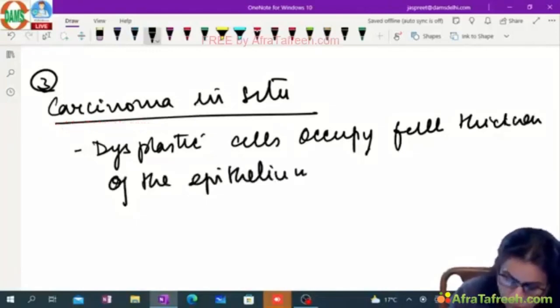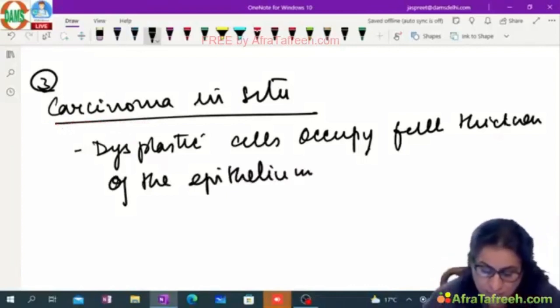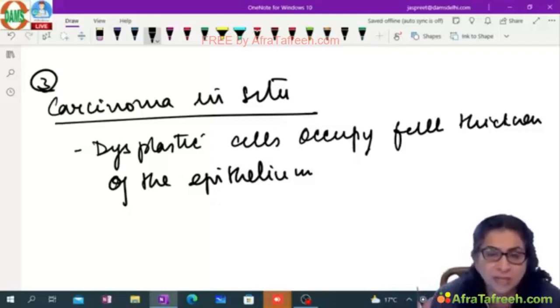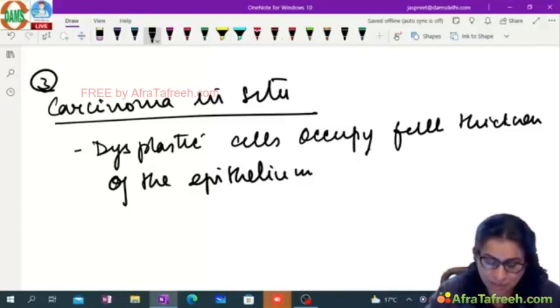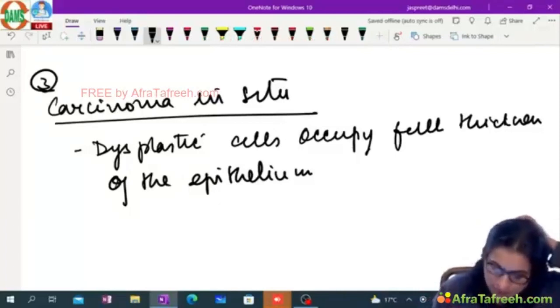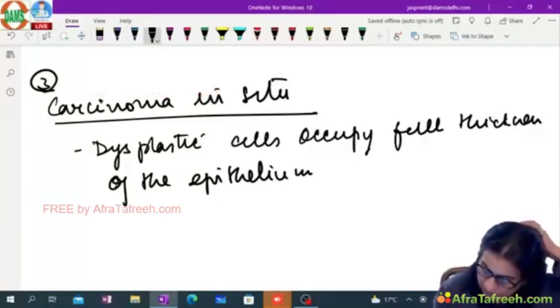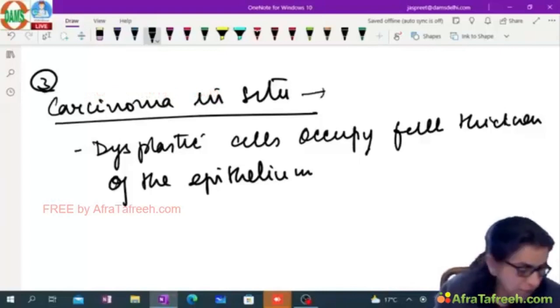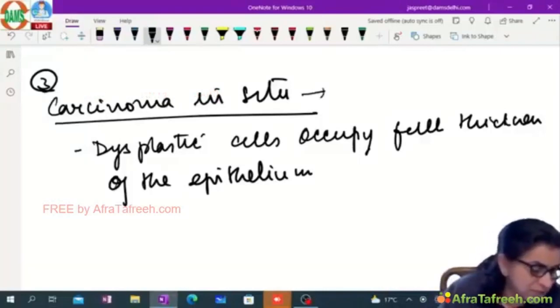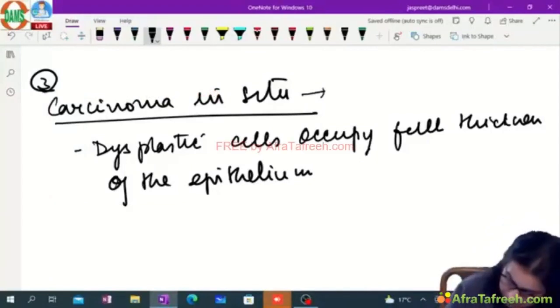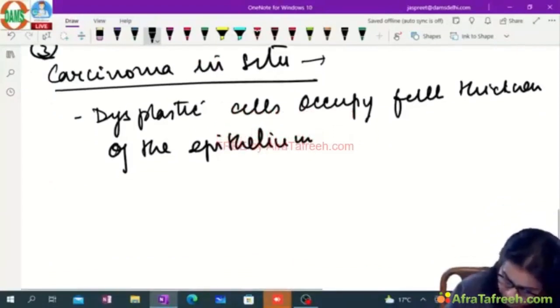So if the dysplastic cells occupy the full thickness, okay, Adesh, CIN stands for cervical intraepithelial neoplasia. So the neoplastic cells are within the epithelium. They are confined within the basement membrane. I'll show you pictures. Carcinoma in situ is when dysplastic cells occupy the full thickness of the epithelium. So that is called carcinoma in situ.